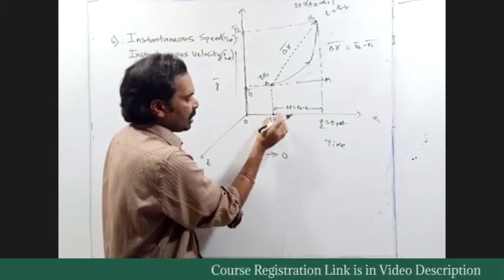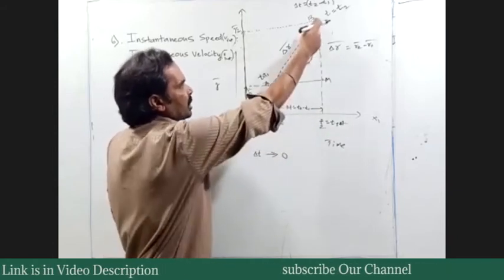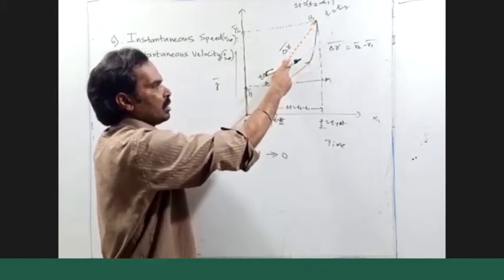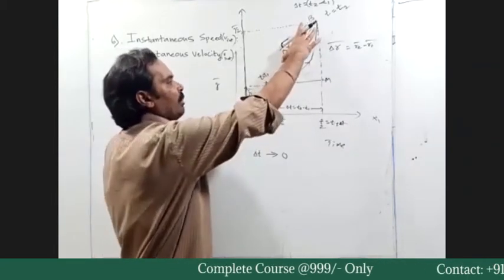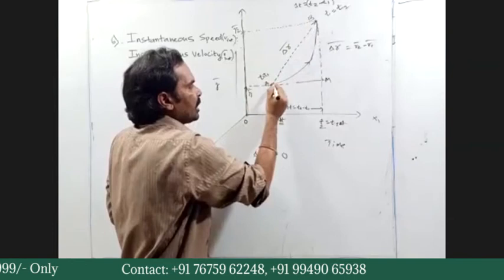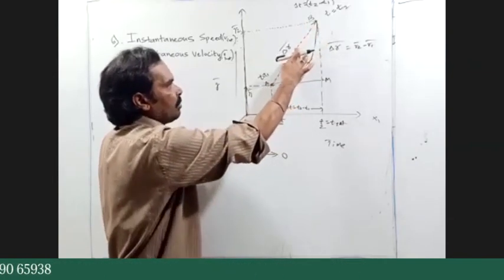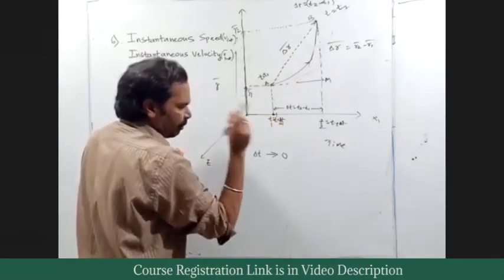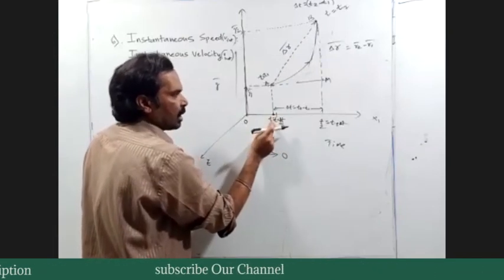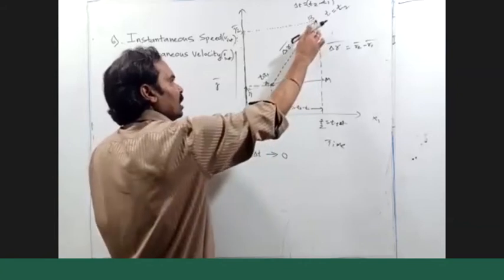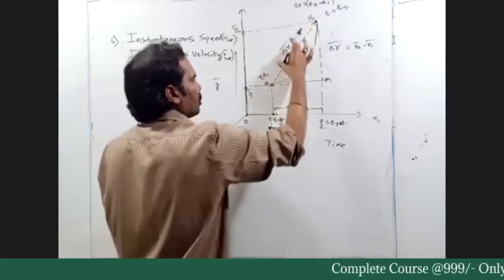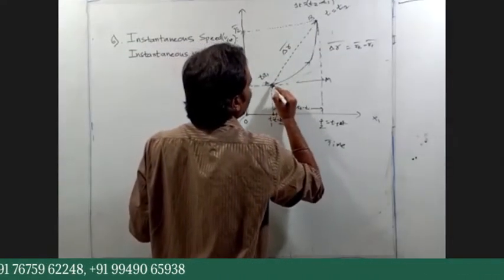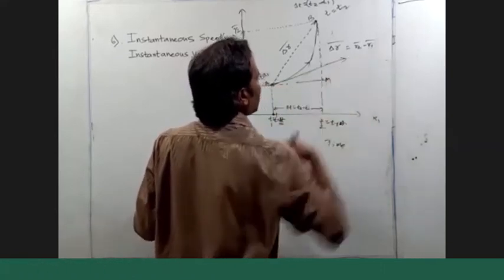So when I take a very minute time interval, obviously the displacement also decreases. Now this chord AB is also reducing, minimizing and coming to the point A only. When I take a very small finite time interval at a particular moment, this delta R bar becomes, at the point A only, a new chord that we are getting.